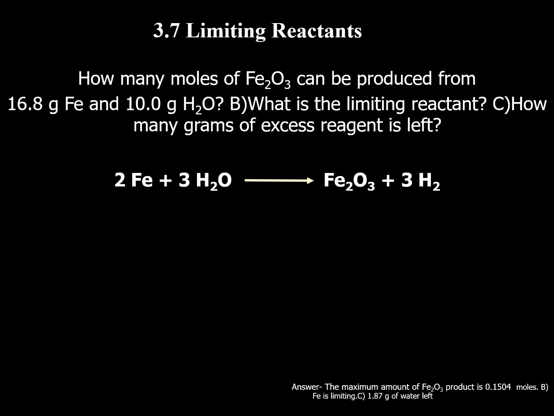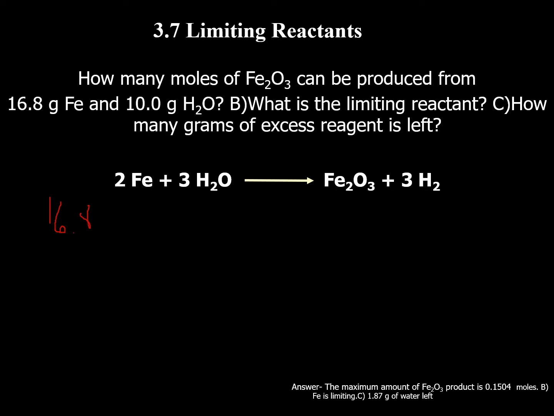So I'll let you guys have a try here. The question is how many moles of Fe2O3 can we produce from 16.8 grams of iron and 10 grams of H2O. So I'd ask you to pause the video, give it a try, and we'll go through it in a second. So I'll just set it up for you. I won't do the math. We have to do each reactant separately.